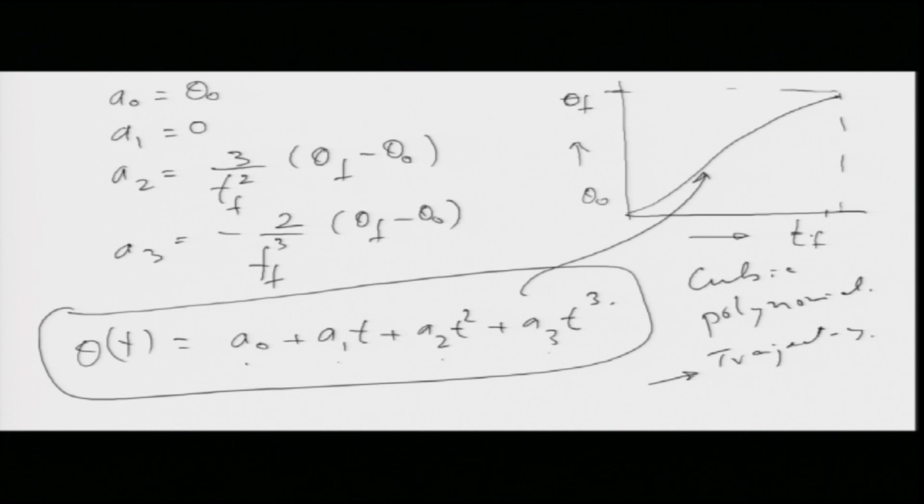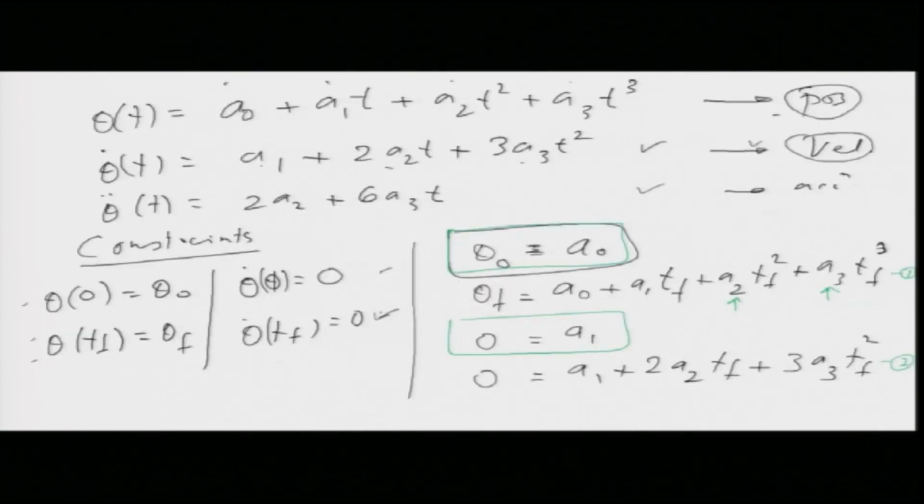First of all, I need to find my 4 constraints. For a system, I need to find from where to where I want to go. So, if it is a 2 degree of freedom link like this, I want to go from here to here in some time T f. This is theta naught, this is theta f. I need the numerical values of theta naught and theta f, and the time at which I need to get there.